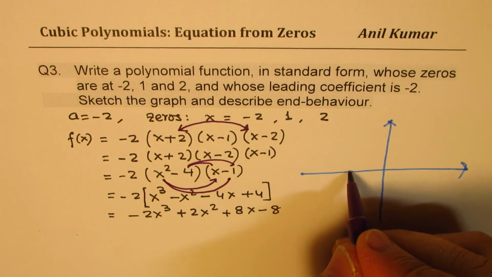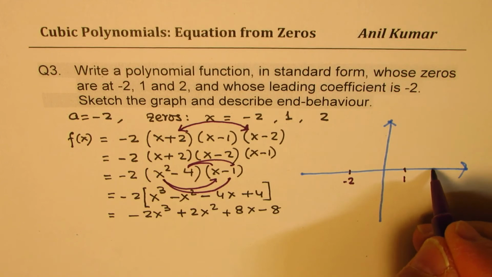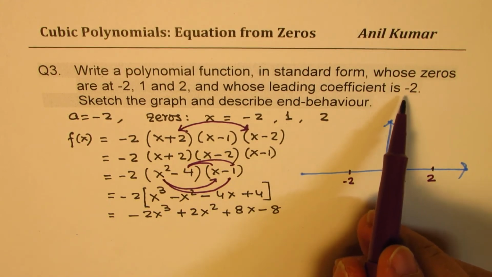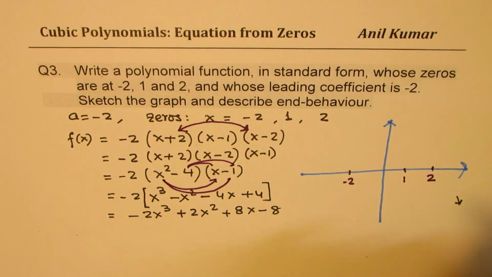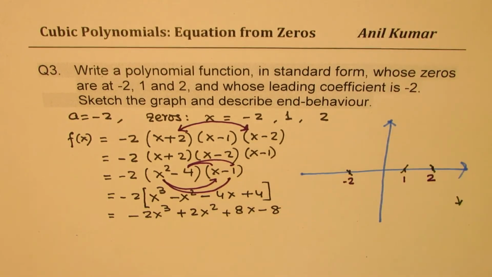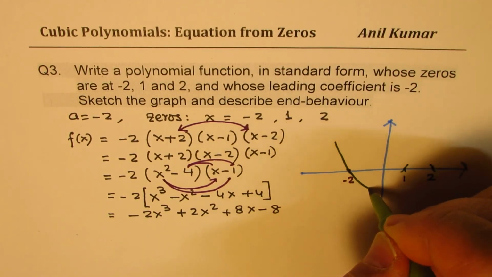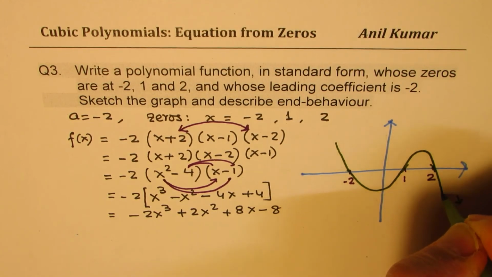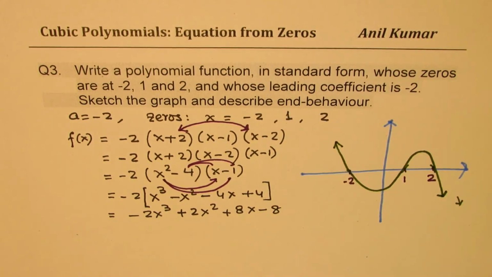Zeros are at, let's say, minus 2, 1 and 2. Now since the leading coefficient is negative 2, the right side is going to be down, right? And all of them are linear, so the graph is going to cut like this. You get the idea? So now we can sketch the graph as this. We really don't know where the local maximum and minimum will be from these curves, right?